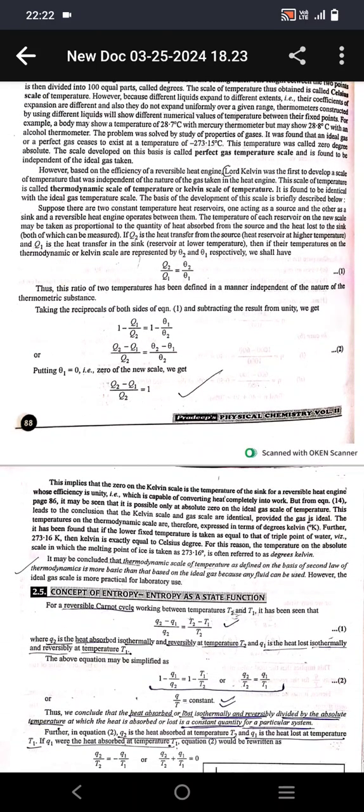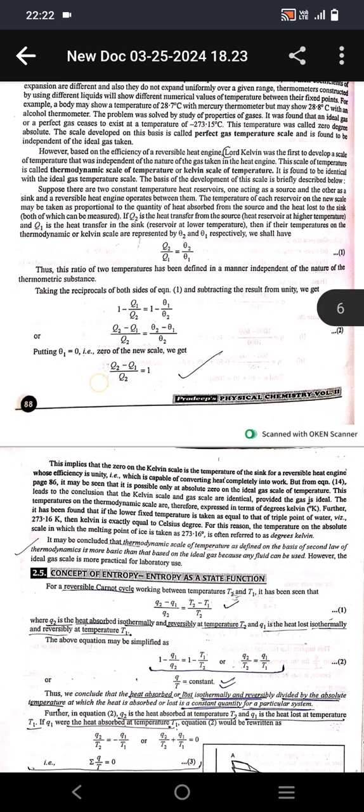This implies that the zero on the Kelvin scale is the temperature of the sink for a reversible heat engine whose efficiency is unity, that is, which is capable of converting heat completely into work. But from equation 14, page 86, it may be seen that it is possible only at absolute zero on the ideal gas temperature scale.